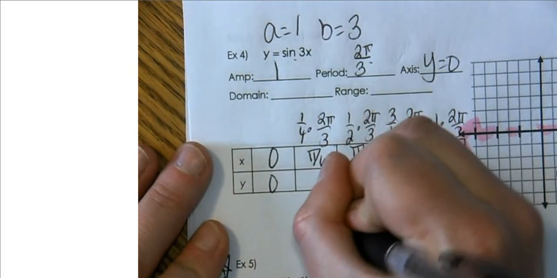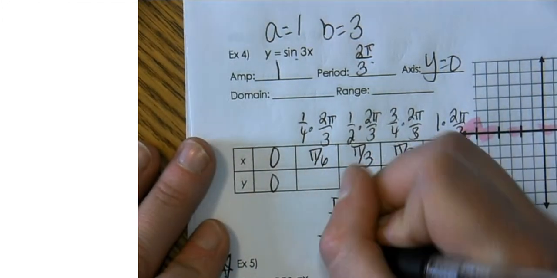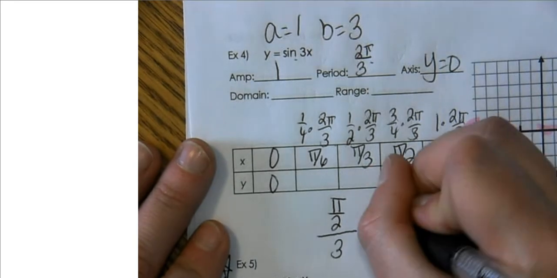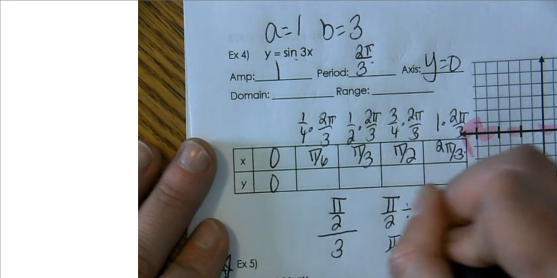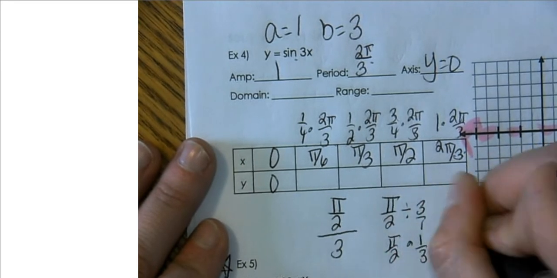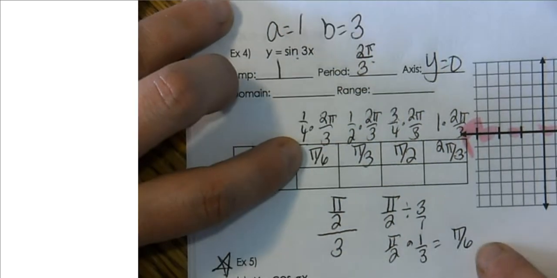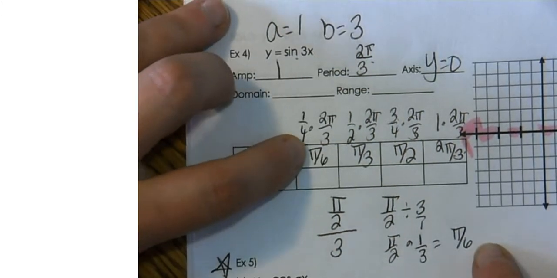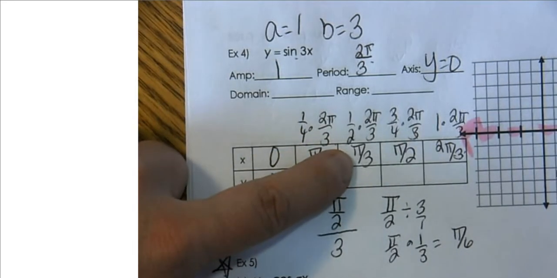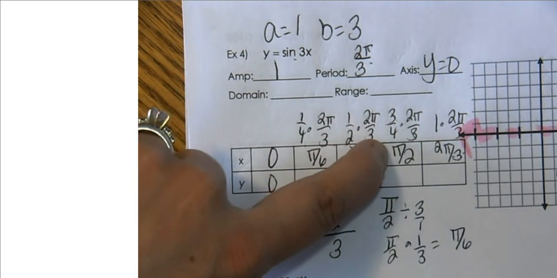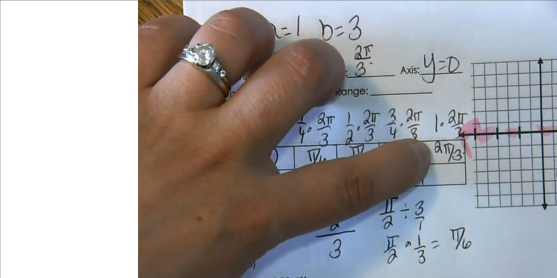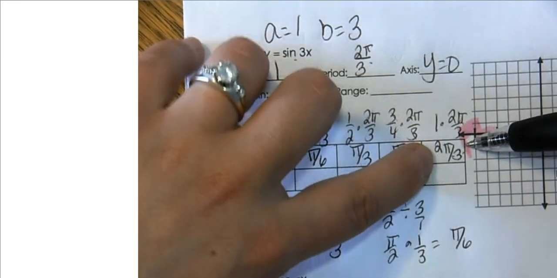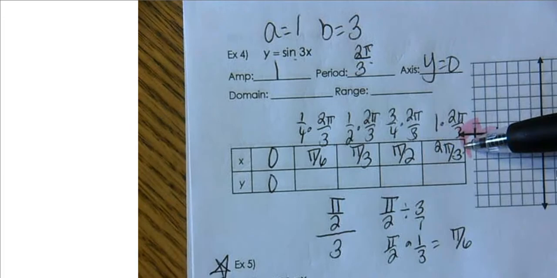That other approach is pi over 2 divided by our B value, which is 3. So that is really pi over 2 divided by 3 over 1, which is pi over 2 times 1 over 3, which is pi over 6. Notice that that is our first value. Pi over 6 plus pi over 6 is 2 pi over 6, and 2 pi over 6 simplifies to pi over 3. This would be 3 pi over 6. 3 over 6 is pi over 2. And this is 2 pi over 3, which would come from 4 pi over 6, and 4 over 6 is 2 over 3.